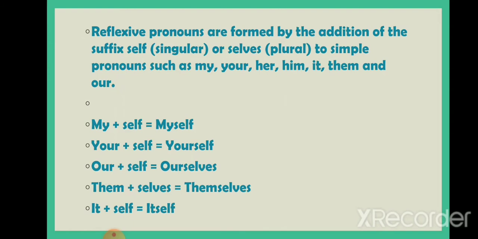Reflexive pronouns are formed by the addition of the suffix self to the singular or selves to the plural of simple pronouns such as my, your, her, him, it, them, and our. My plus self will be myself, your plus self will be yourself, our plus self will be ourselves, them plus self will be themselves, it plus self will be itself. We use self with singular and selves with plural.